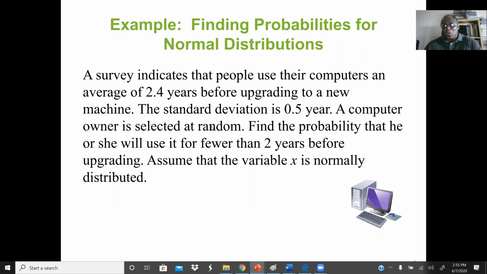Here we are assuming that the variable X is normally distributed, so our data set is normally distributed. By looking at this question, we have the average value, 2.4 years, and the standard deviation, 0.5. Our goal is to find the probability that the random variable, which is the number of years, is less than 2 years. With these three values given, we can find a z value, which will be 2 minus 2.4 divided by 0.5, which is the random variable x value minus the mean, divided by the standard deviation. That's the formula for z.